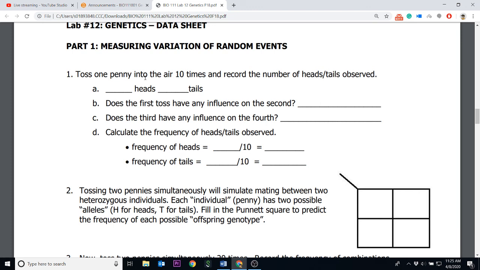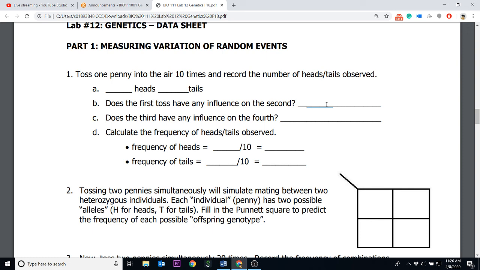You just take a penny out and toss it 10 times. And then write down how many times you get a head and how many times you get a tail. Part B to D. So this is exactly what they're asking you. When you toss the penny the second time, does the first toss have any influence on the second? There's none, right? Doesn't matter what you get on the first one, it won't affect how the second one turns out. So it doesn't affect. That's a very straightforward question.